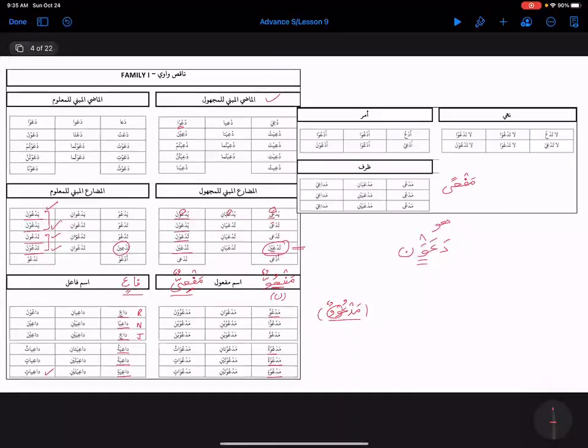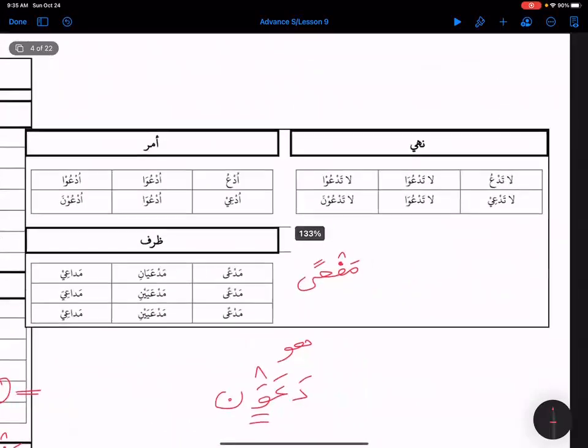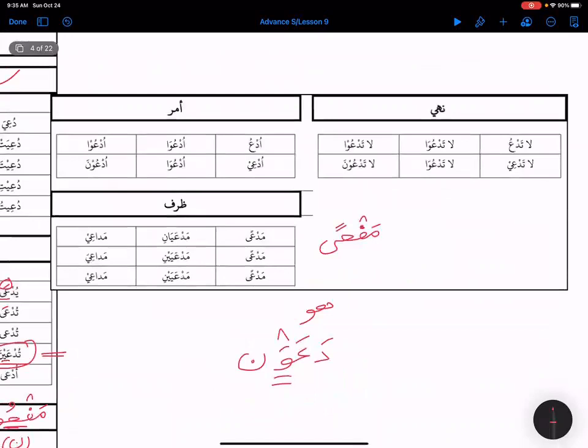So that was it. And now amar. Go ahead, Sister Zora, you can do amar. Udu, udu, uduwa, udu, udu, udui, uduwa, uduuna, uduuna. Okay, what is ud'i?